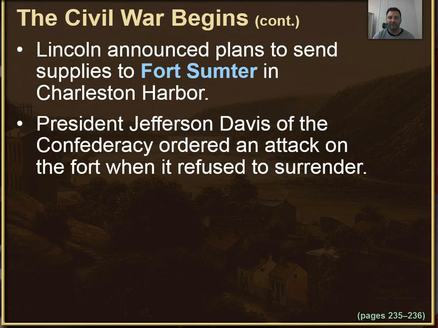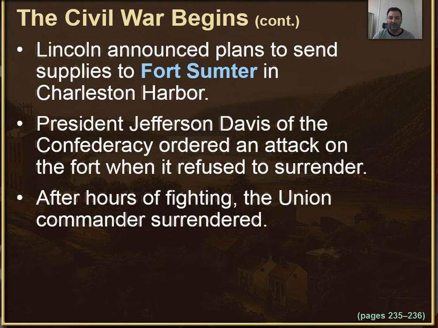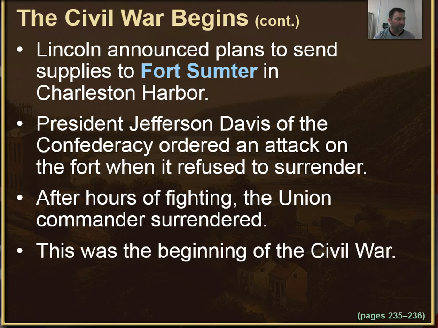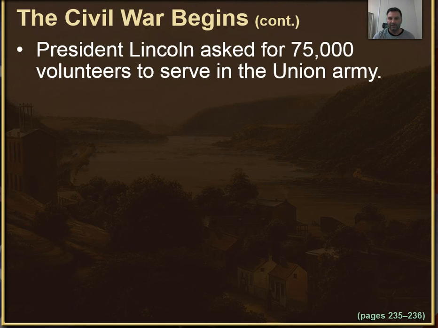President Jefferson Davis of the Confederacy ordered an attack on the fort when it refused to surrender to the South. After hours of fighting, the Union commander finally surrendered. This is known as the beginning of the Civil War. All right, so President Lincoln asked for 75,000 volunteers to serve in the Union Army.